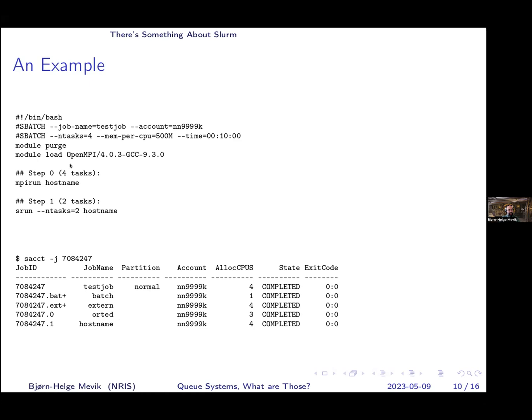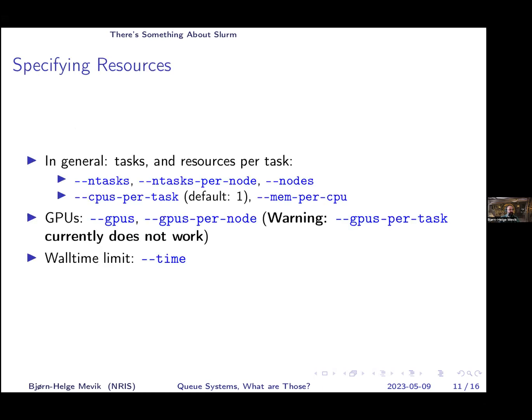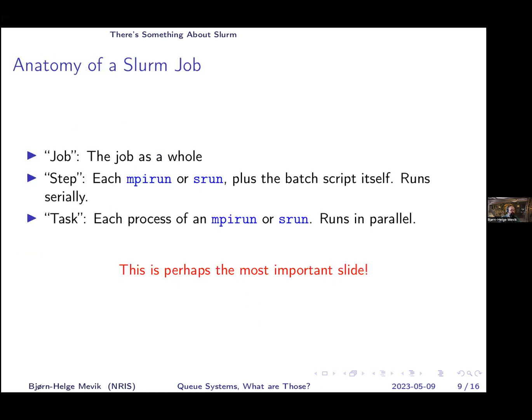OpenMPI tends to call that step name often. Whereas if you use srun, namely step 1 here, srun will take the main command and use that as the name of that step. That's about as much as I'm going to say about the Slurm job anatomy.